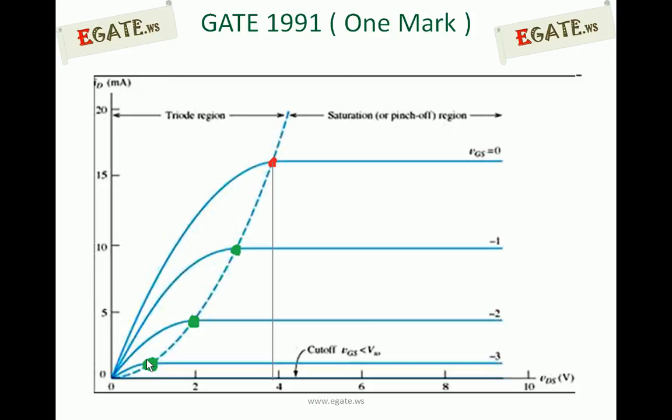When VGS is equal to 0, the value of VDS at which the drain current saturates is treated as the pinch off voltage. This is the point. And if you increase VGS in the negative direction, at one point the drain current will become completely 0. That is called VGS off. VGS off is the minimum amount of VGS in negative voltages required to maintain the drain current at 0.